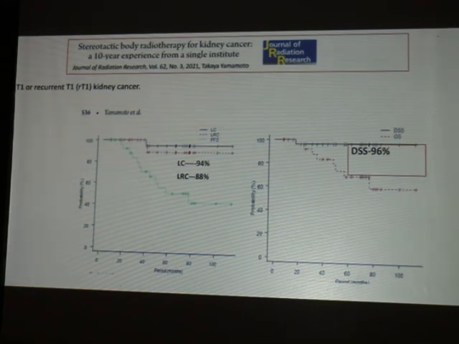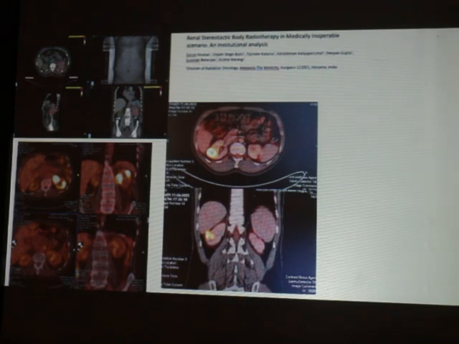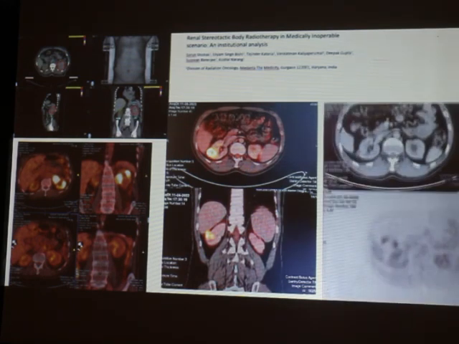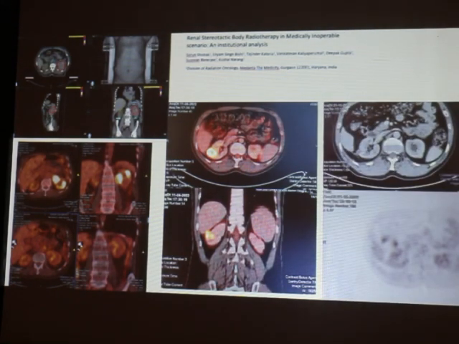Local control was 94%, local region control 88%, and disease specific survival 96%. These are a few of our patients which we treated for kidney cancer. You can see pre and post, there is absolute removal of the FDG avidity. In this patient, on the left side is a young patient. On the right side, he had a medical comorbidity. There is no activity.